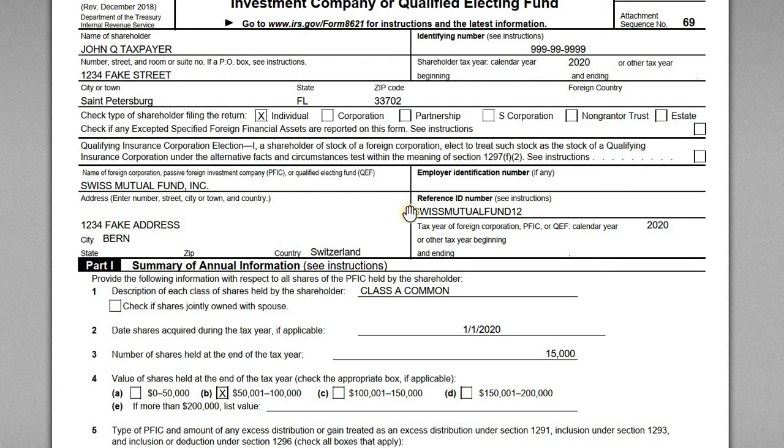This reference number is used year to year by yourself to internally track the 8621. So whatever you come up with as a reference ID number, it's usually just the name of the company, and then maybe put the number 1 after it. Use this same reference ID number every single year that you're reporting on this same PFIC. So if John next year has to include this thing again because he didn't sell it, he would input the same data and then use the same reference ID number.